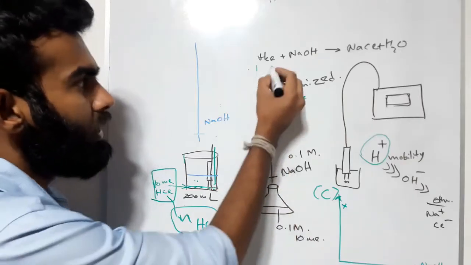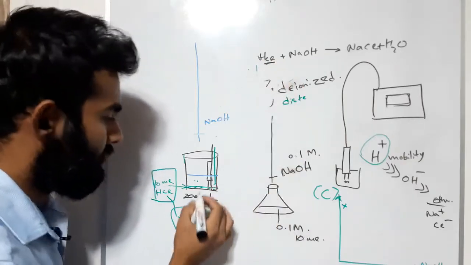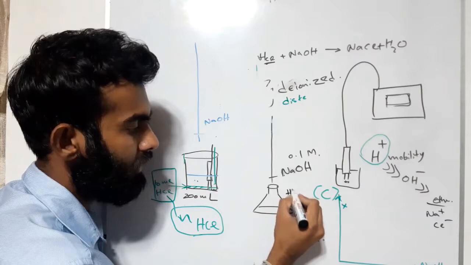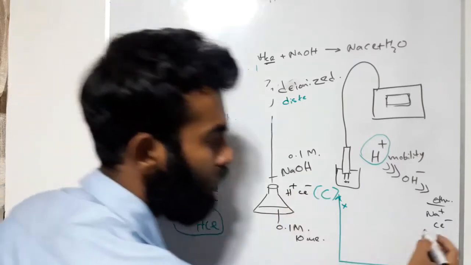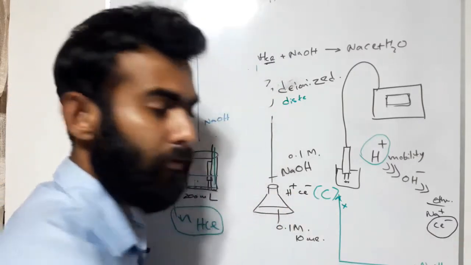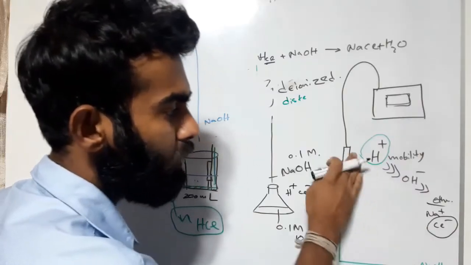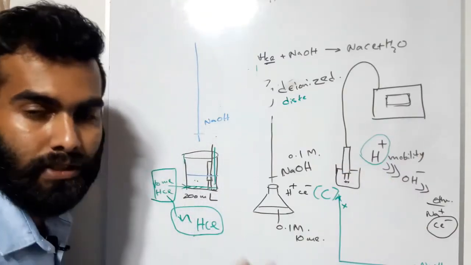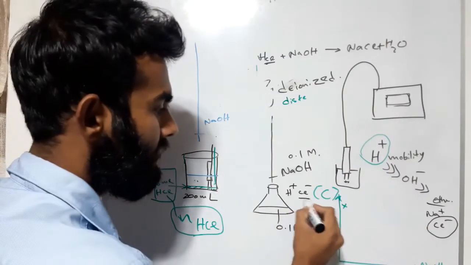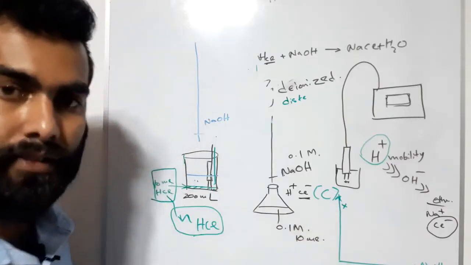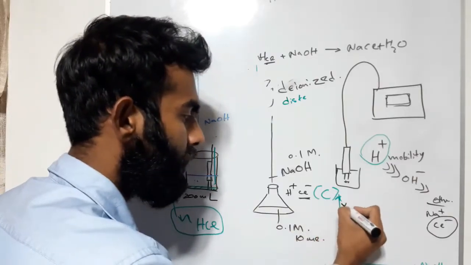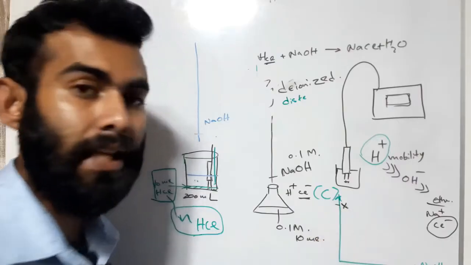And we know HCl has Cl also, H plus and Cl minus. We know the conductance of other ions is very low compared to these two major ions, OH minus and H plus. So Cl minus is also here, but its conductance is very low compared to H plus.